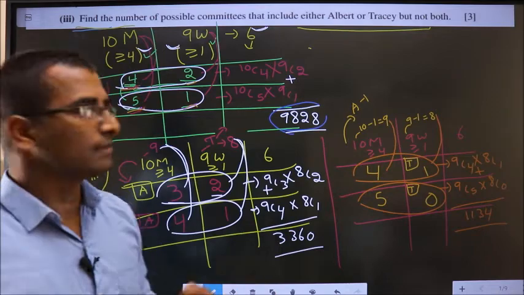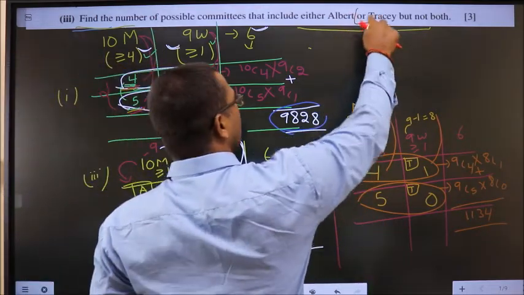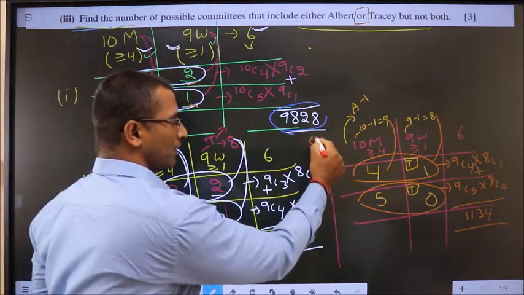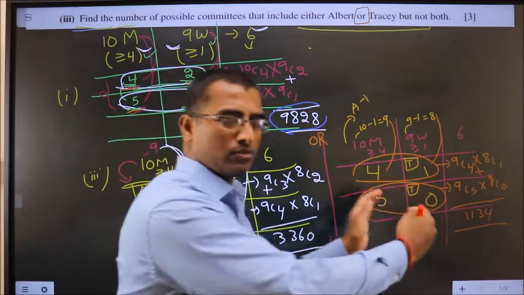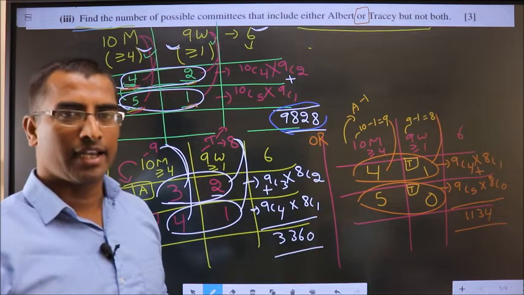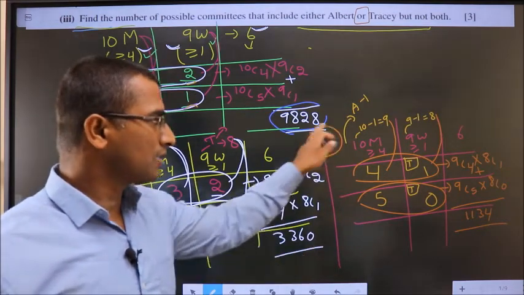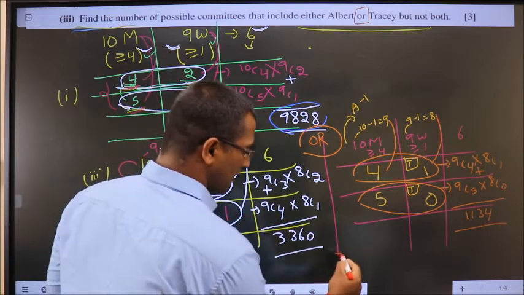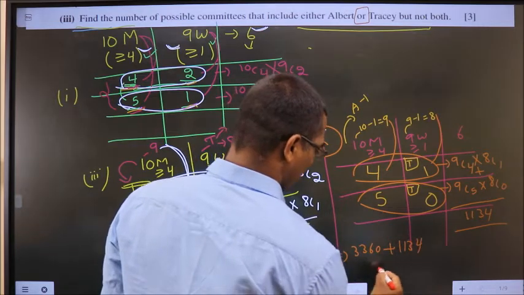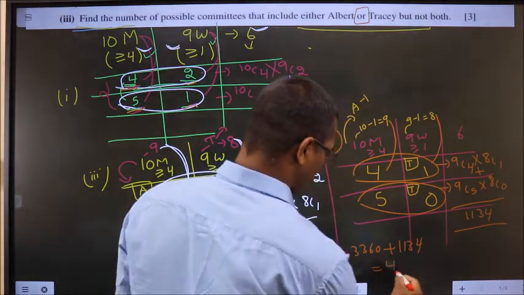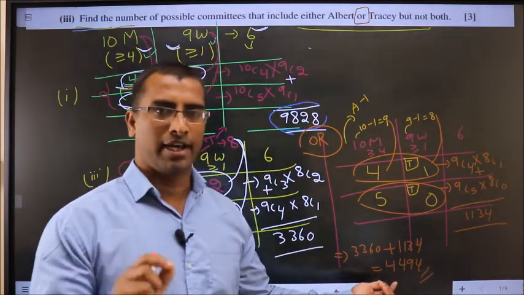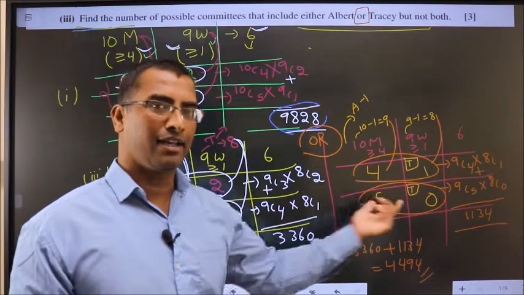Clear? Now see. There is "or" in the question as well. It is either situation 1 or situation 2. Situation 1 or situation 2. So to get the final answer, you need to add because there is "or". So final answer is 3360 plus 1134. That will result in 4494. This is the final answer. Whenever "or", add both the answers.